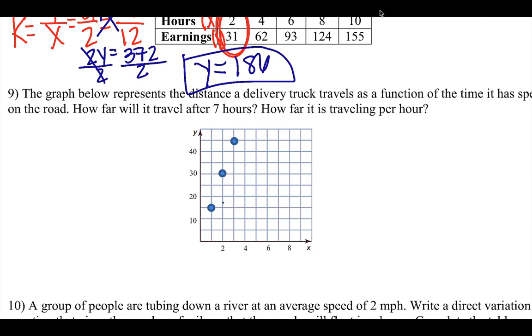So first, let's figure out where these points are. I've got over 1, up 15. This one's over 2, 30. And this one's over 3, and then are we going up by 20, 25, 30, 45. So there are our points, right?